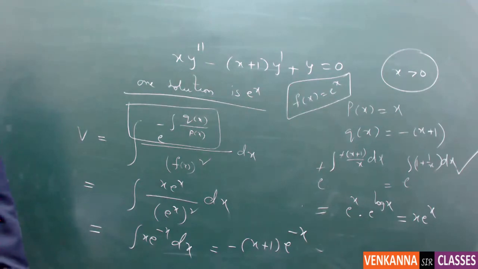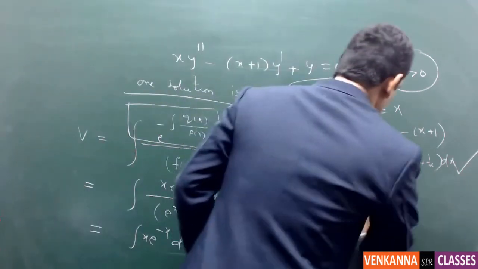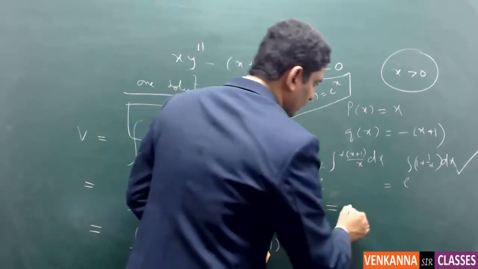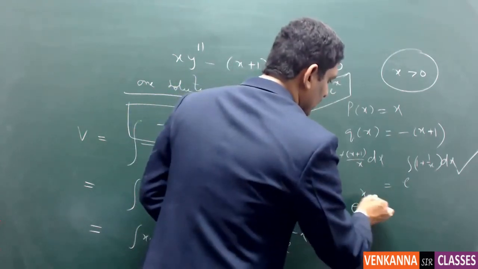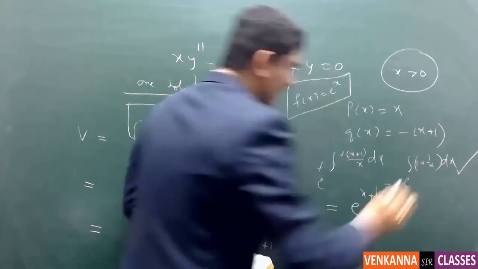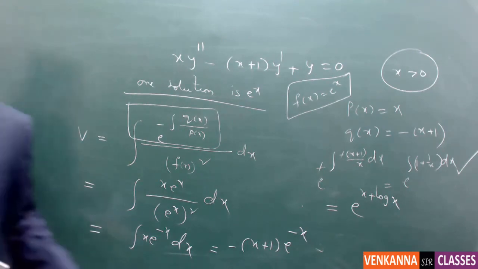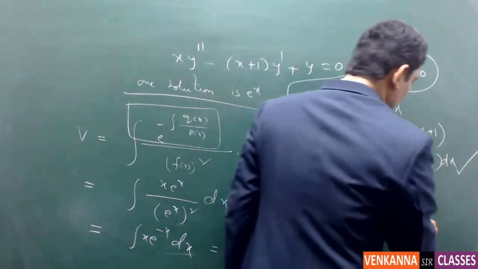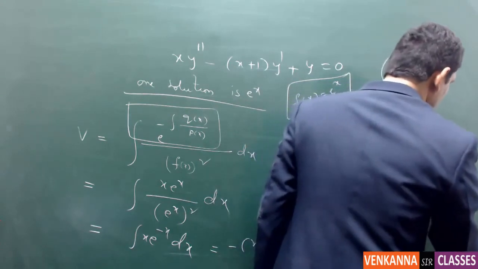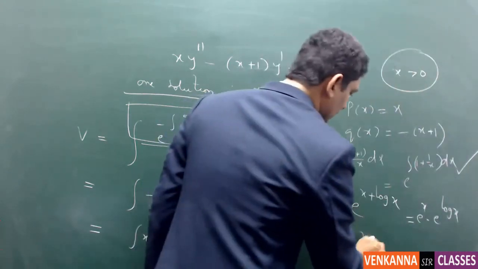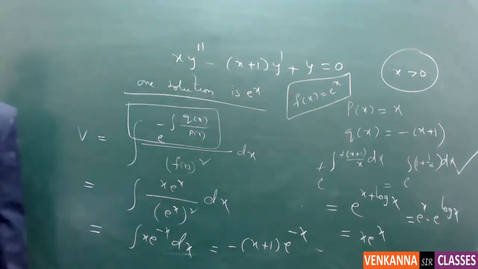1 plus 1 by x, right? So simplify here, it will be e power x plus log x. Accepted? Right? So if you separate the values, it is e power x into e power log x. So x e power x will come. Accepted, or still you have a doubt?